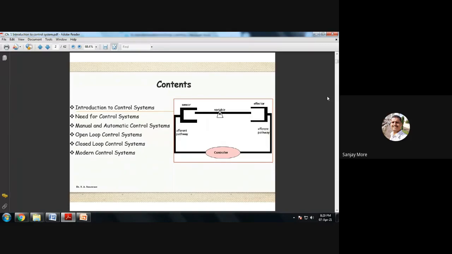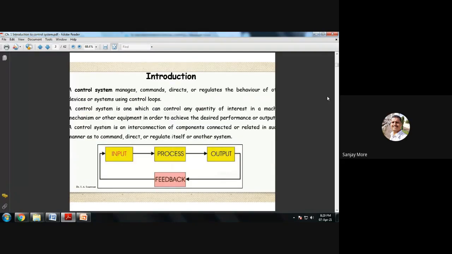Okay. See the content of control system: introduction of control system, need of control system, manual and automatic control system, open loop control system, closed loop control system, and modern control system. So first point, introduction of control system.